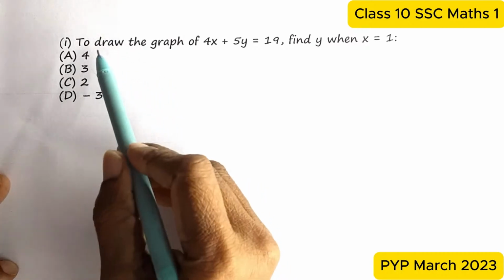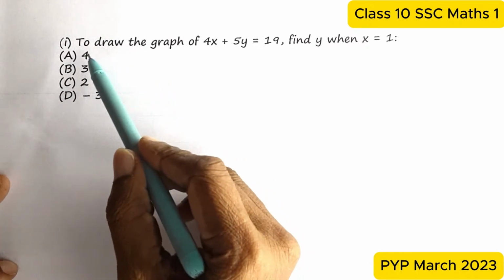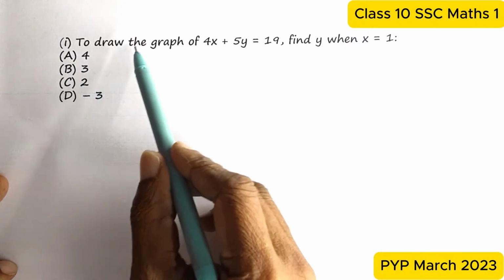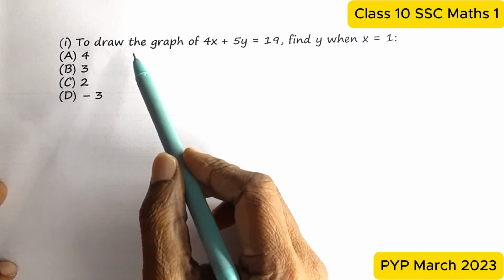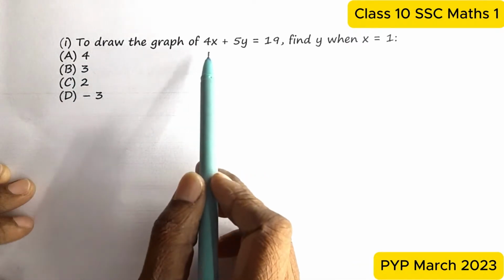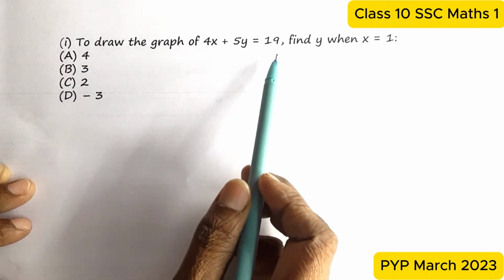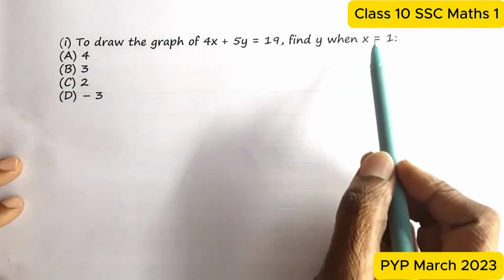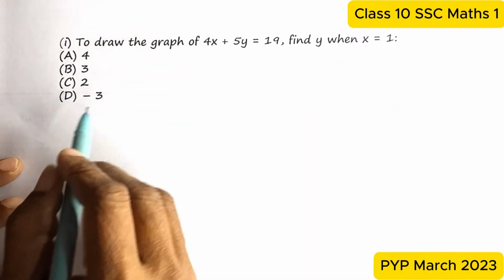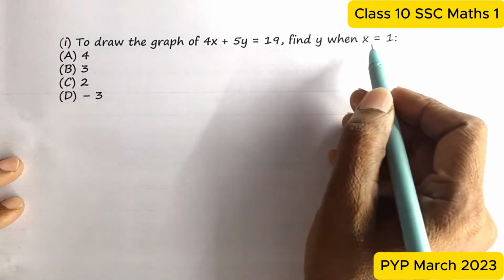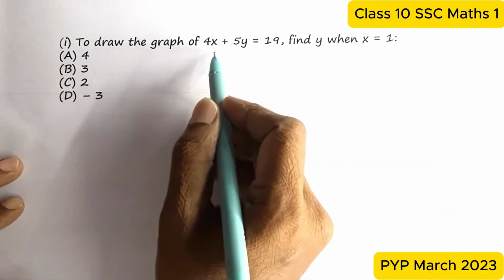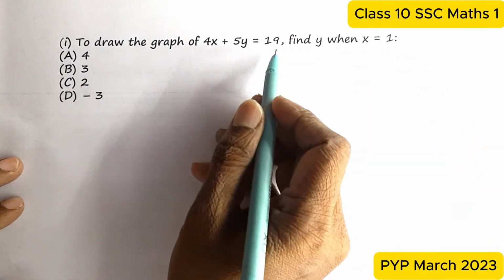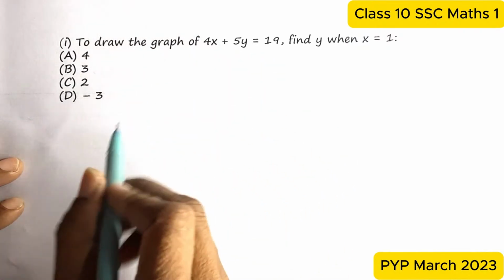Hello students, this is question 1A from March 2023. To draw the graph of 4x plus 5y is equal to 19, find y when x is equal to 1. Okay students, here x is equal to 1 and the given equation is 4x plus 5y is equal to 19. So we have to solve this equation.